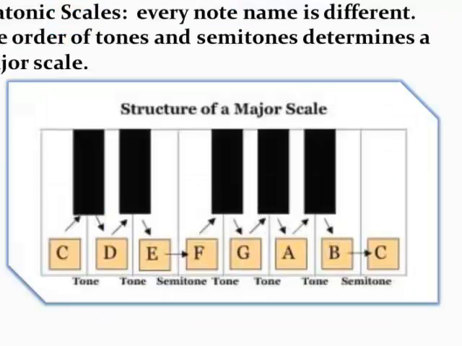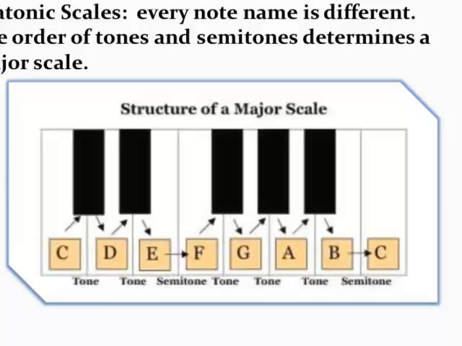Here we see C major scale. We have a whole tone from C to D, a whole tone from D to E, a half step from E to F, then a whole step from F to G, from G to A, and from A to B. Then we have a semitone from B to C. This order of half steps and whole steps, or tones and semitones, is always the same for the major scale.